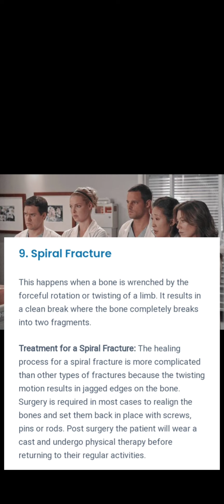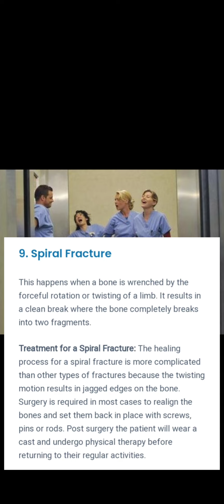For the treatment of this type, the healing process of the spiral fracture is more complicated than other types of fractures because the twisting motion results in jagged edges on the bone. Surgery is required in most cases to realign the bone and set it back in place with screws, maybe pins, maybe rods. Post-surgery, the patient will wear a cast or undergo physical therapy before returning to their regular activities.